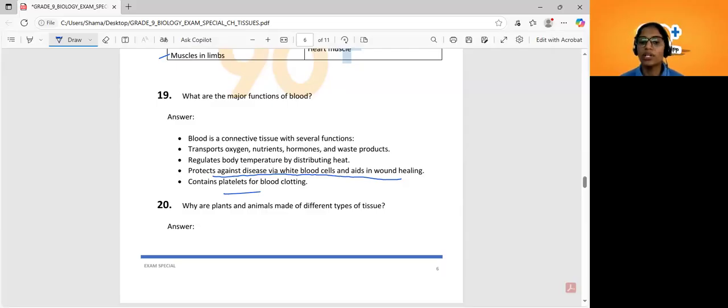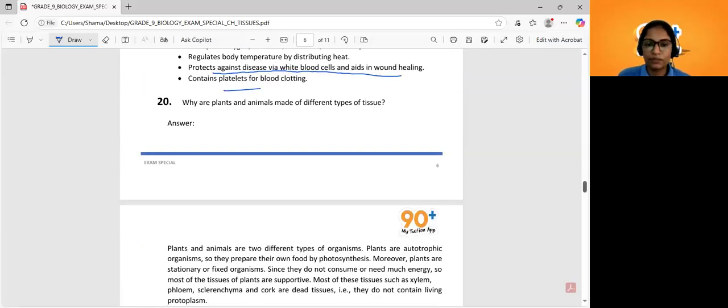They also protect us from various diseases. We know that there are white blood cells, which act as soldiers or a defense mechanism, protecting our body from all sorts of diseases. And then in blood there are platelets which act as a clotting factor, which helps in the clotting of blood so that the loss of blood can be prevented.